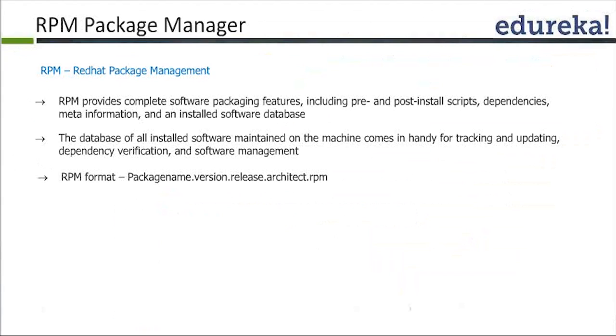That means the service package name that ends with .rpm. Okay, so this is the format: the package name, version, what is the release, and what is the corresponding architecture, either 32-bit or 64-bit. So ending with .rpm. This is all about our Red Hat package management.